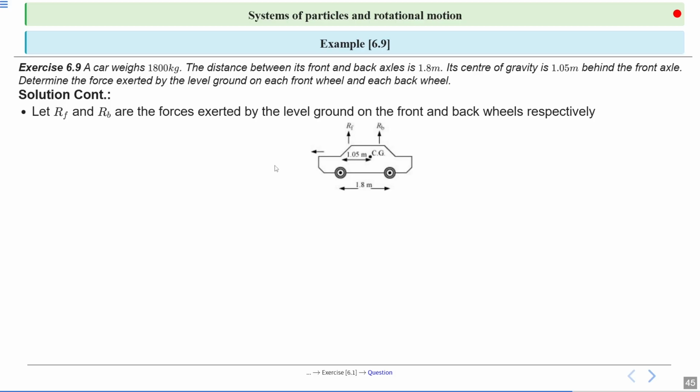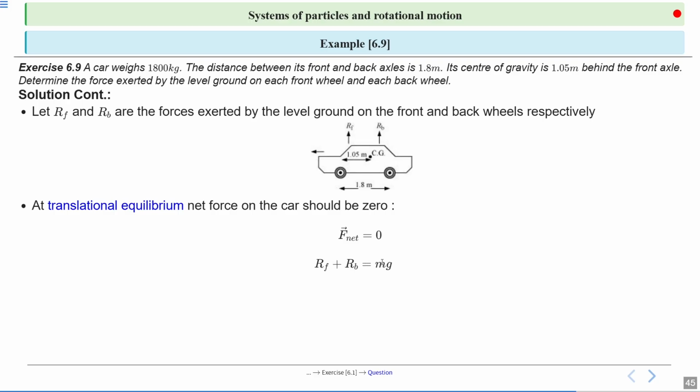Let RF and RB be the forces exerted by the level ground on the front and back wheels respectively. Front RF and back RB. These are the forces exerted by the level ground. At translational equilibrium, the net force on the car should be 0, or there is no linear acceleration. So F net equals 0.